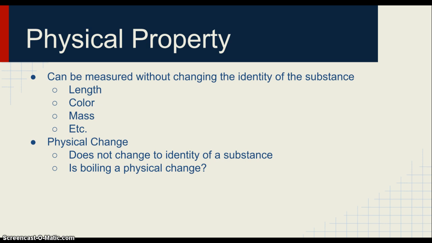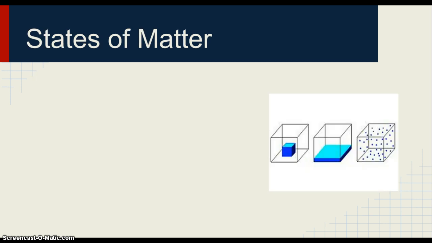So when we boil water, what happens? It changes from a liquid to a gas. You might be tempted to say that's not a physical change. However, if you think about it, it is still water. The particles didn't change what they are. They were water molecules before, they're water molecules afterwards. They changed state, and that's going to be a physical property, states of matter.